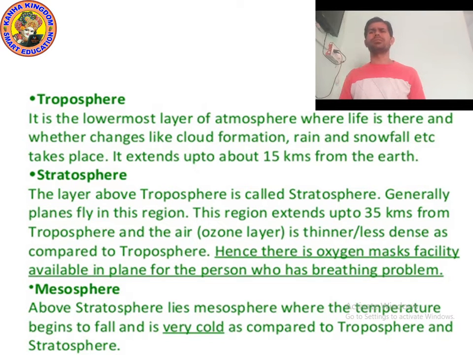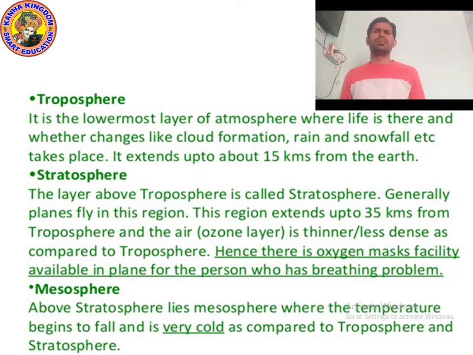Okay, from troposphere. And ozone layer, what is ozone layer? Ozone is that layer which is protecting us from the harmful rays of the sun. Yes, ultraviolet rays come from the sun. Ozone layer protects from this, okay. And the air in the ozone layer is thinner and less dense as compared to the troposphere. So the ozone layer is present in this, okay.